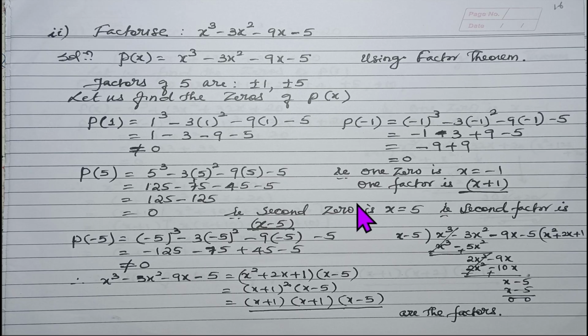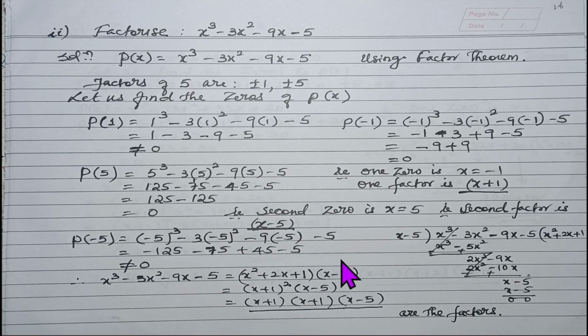So what we will do is divide the polynomial by x minus 5. Since x minus 5 is a factor of that, when I divide the polynomial by x minus 5, I get the remainder as 0 and the quotient as x square plus 2x plus 1. Now by applying the division algorithm for polynomials, we know that dividend is equal to divisor into quotient plus remainder. Remainder is 0 as it is. So x cube minus 3x square minus 9x minus 5 is equal to (x square plus 2x plus 1) in the bracket (x minus 5).